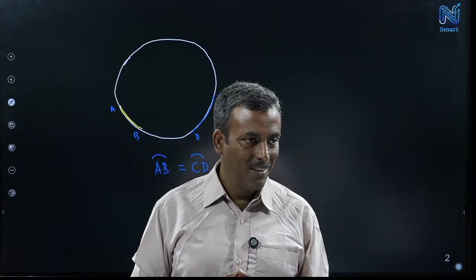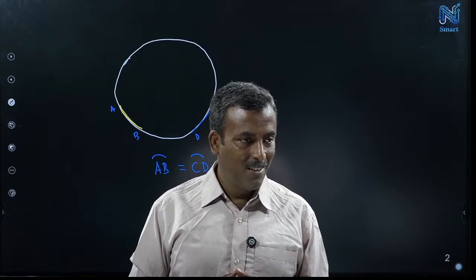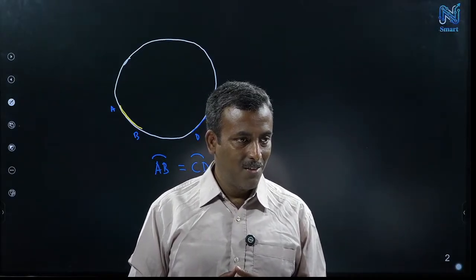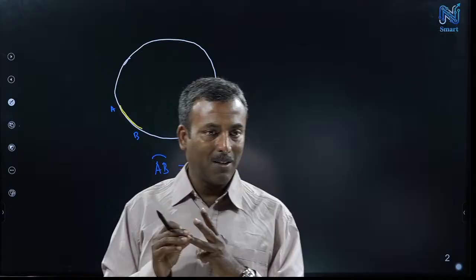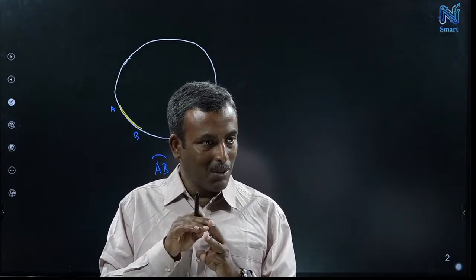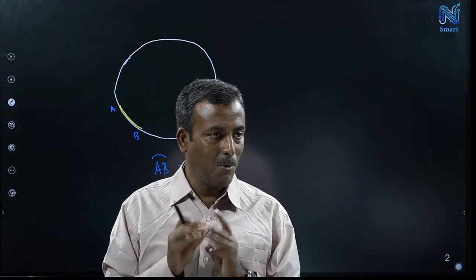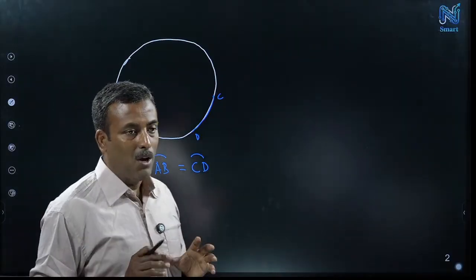Why? Because the chords connecting the points of AB and CD are equal. They are the same. Why? Because they subtend the same arc. That we have to prove. If the arc length is the same, then we have to prove the chord length is the same. If the chord length is the same, then the arc length is the same. So there are three different things: the angle subtended at the center, the arc length, and the chord length. If one of them is equal, then the other two must be equal. Why? Okay.